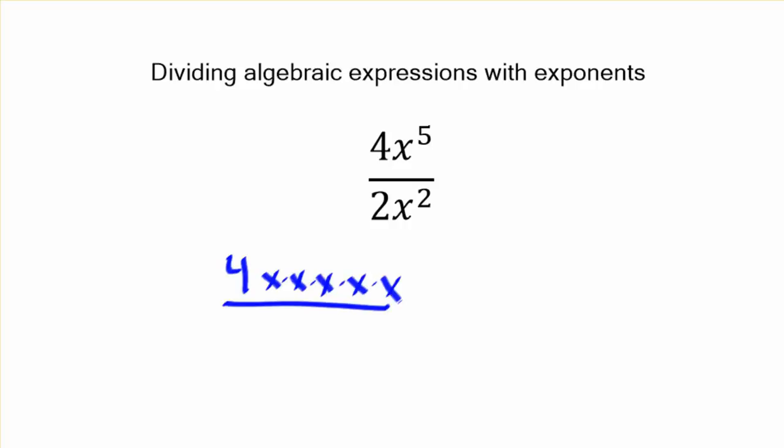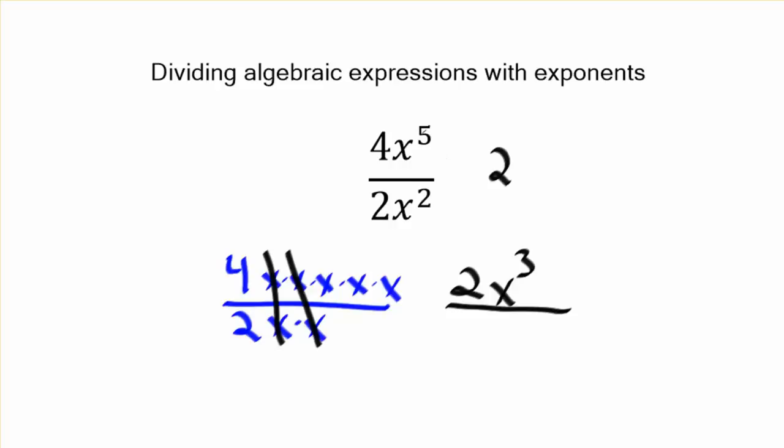4 times 5 x's, over 2 times x times x. Simplify 4 divided by 2 and cross out your x's. 4 divided by 2 is 2. Cross those out. I'm left with 3 x's on the top, x to the third. I don't really need to write it as a fraction anymore, but I just wanted you to understand that there's something left on the top.